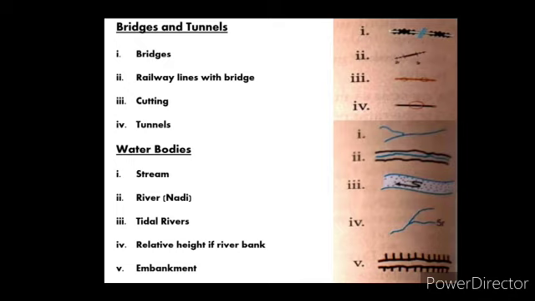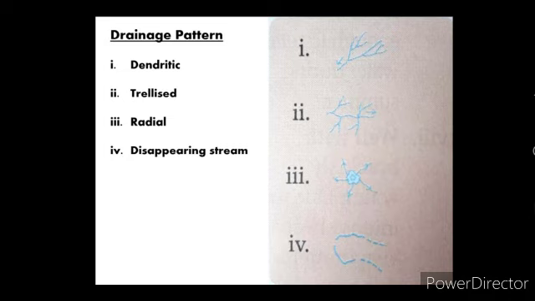The next one is the water bodies, where different types of streams, canals, embankments, wells, all are mentioned in your book. You will go through your geography book properly. So the next one is the drainage pattern.